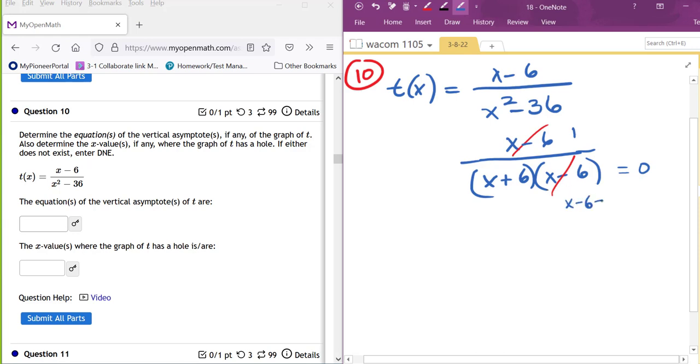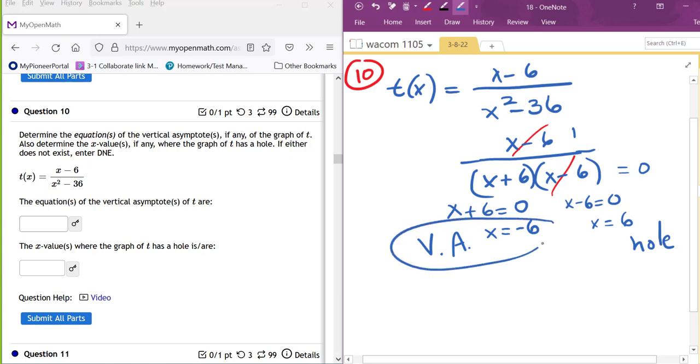So x minus 6 equals 0. Add your 6 to both sides. This one gives you a hole instead of an asymptote. This one, set it equal to 0. Move your 6, so subtract 6 from both sides. This one gives you a vertical asymptote. It did not cancel. Any questions there?